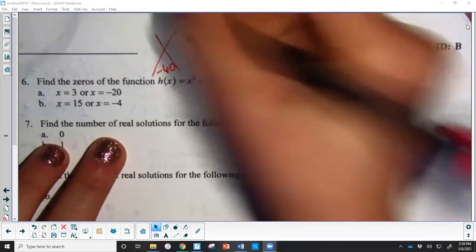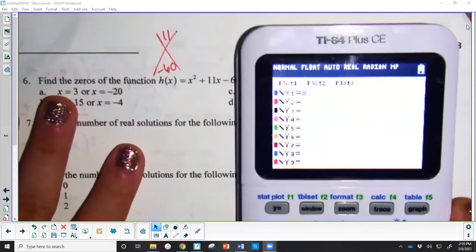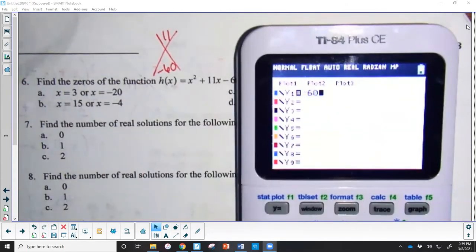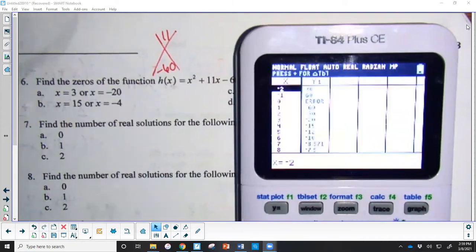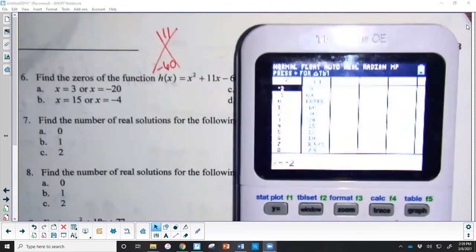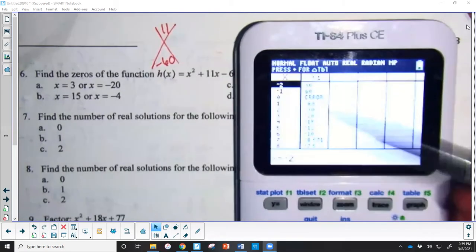My B value is 11. So I'm going to go to my calculator, and I'm going to type in negative 60 divided by X to figure out what my factors are. And I'm looking for things that I can highlight across in order to get positive 11.